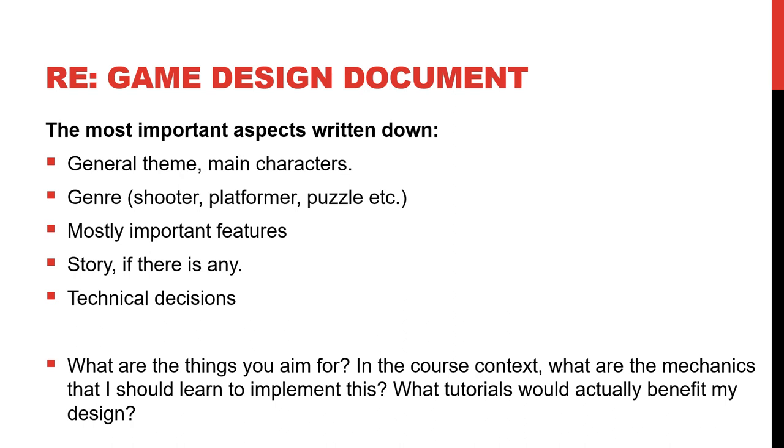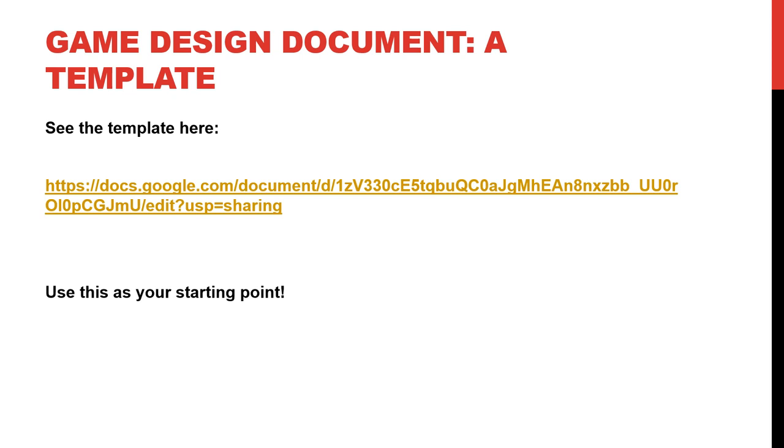So go take that template, it's there, don't write on that one, copy your own document and use that as a starting point. What sort of things do you need to get your own game done? And based on that, what tutorials do you need so that you have technical skills to start working on the game? And then what are the things that you need to learn more by yourself so that you actually get the game implemented before the end of November, when we have a deadline for all the deliverables?